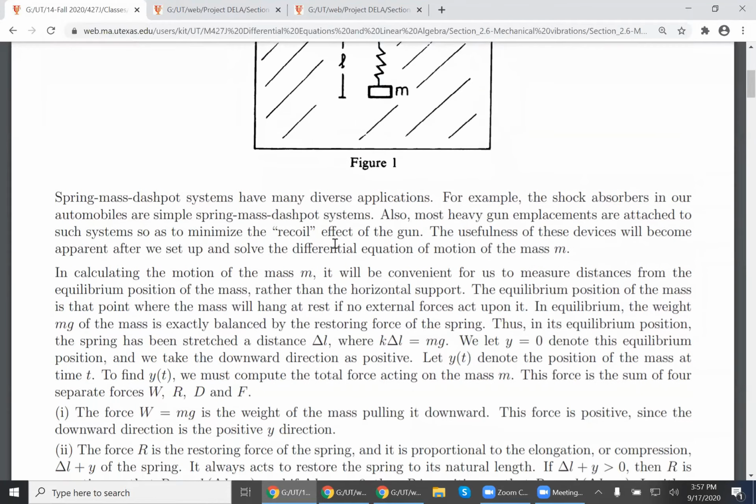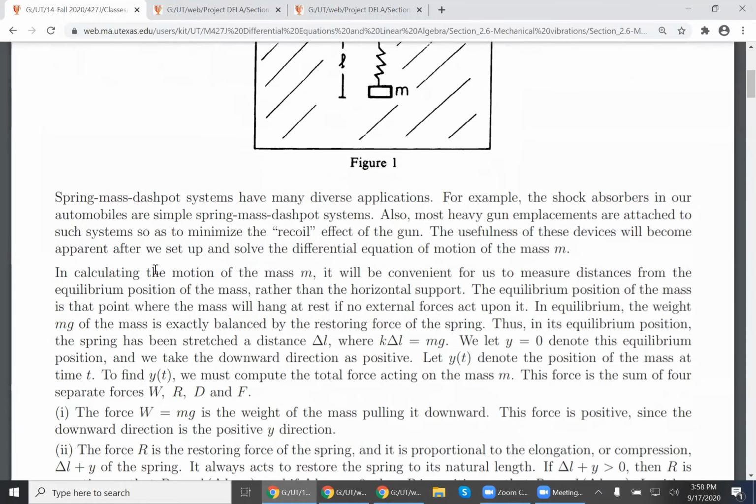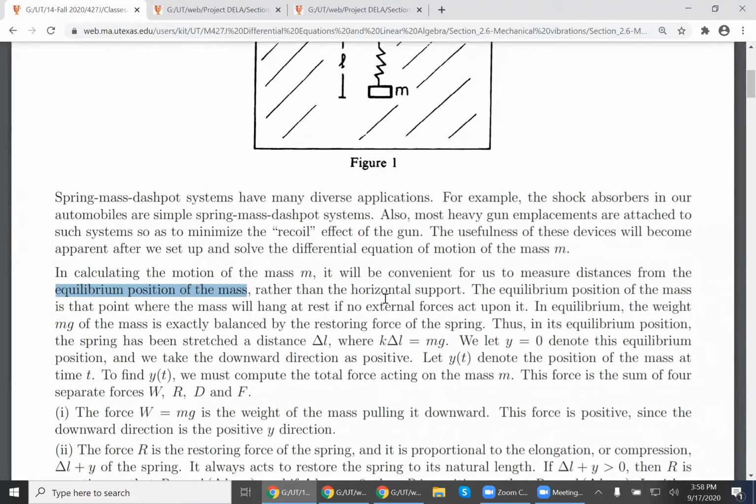Here's what we do next. We want to describe the motion of this object. In calculating the motion of the mass m, it will be convenient for us to measure distances from the equilibrium position of the mass rather than the horizontal support. Question is, what is the equilibrium position?